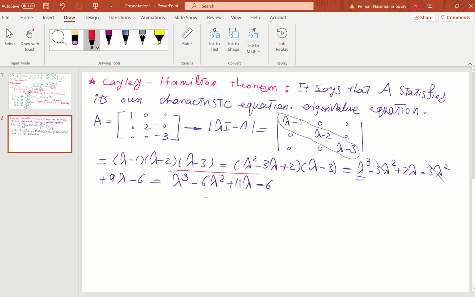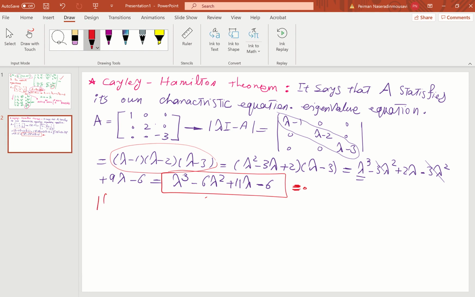So this is the characteristic equation, right? Or the eigenvalue polynomial. Understand? From this we can solve for the eigenvalues. But we know from the beginning that they are 1, 2, 3. So why am I writing this?